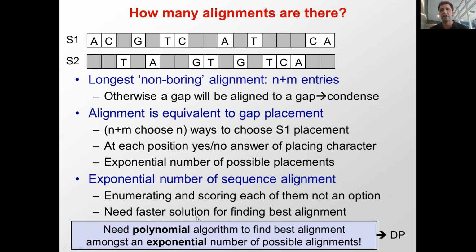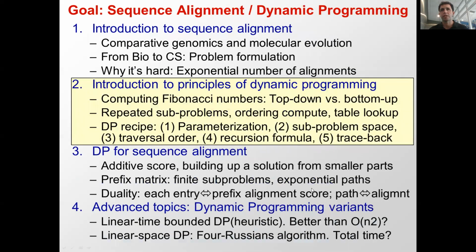So what we need is a faster solution for finding the best alignment. What we need is a polynomial algorithm to find the best alignment among an exponential number of possible alignments. And every time you're looking for a polynomial runtime to explore an exponential search space, a technique should come to mind, which is dynamic programming. So let's now introduce the principles of dynamic programming, which will be pervasive in computational biology, and then turn and use them for sequence alignment.